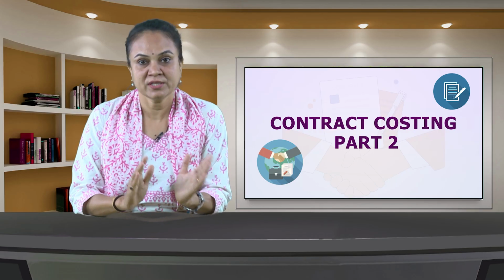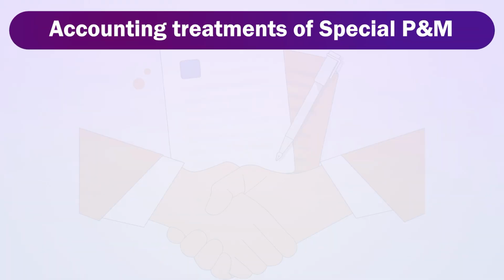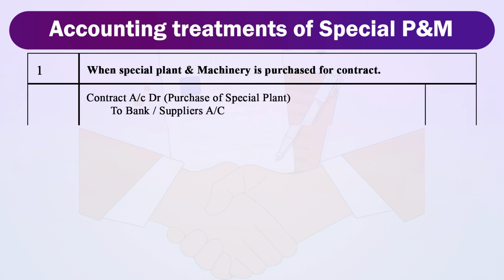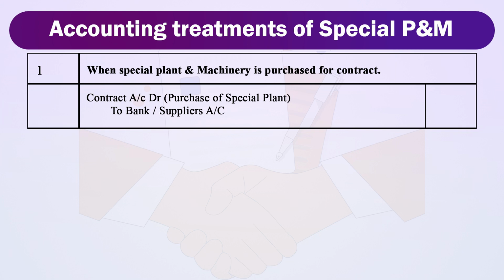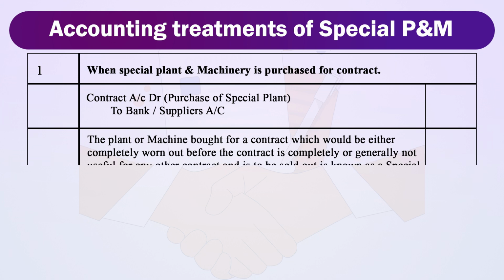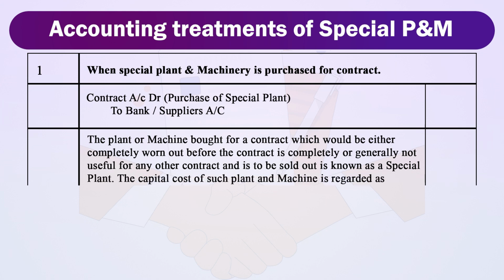We will continue with plant and machinery. Now, we will see accounting treatment of special plant and machinery. First case, when special plant and machinery is purchased for contract, entry is contract account debit with purchase price of special plant to bank or suppliers account. The plant or machine bought for a contract which would be either completely worn out before the contract is completed or generally not useful for any other contract and is to be sold out is known as special plant.